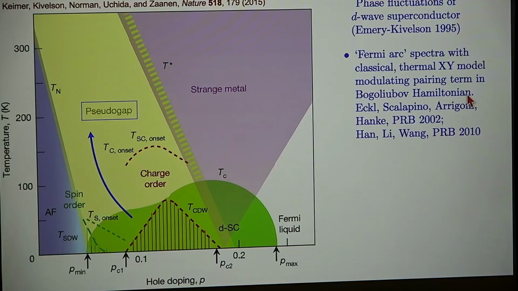Anyway, so that does give you these Fermi arcs. So that's good. So people, that's fine. But once you get above here, if you go to high temperatures in this theory, then you just get back the full Fermi surface. So that's a problem.